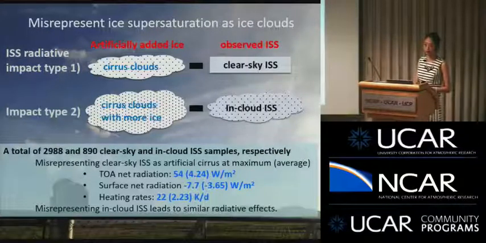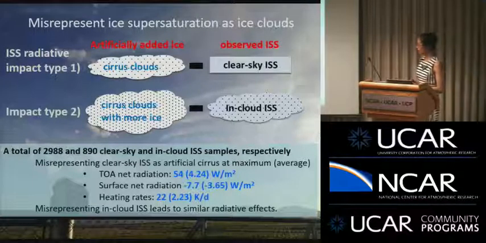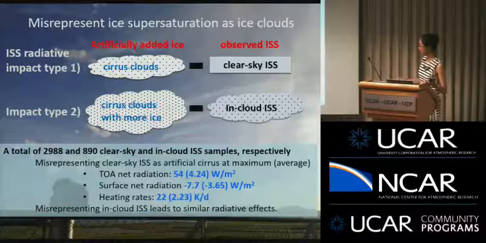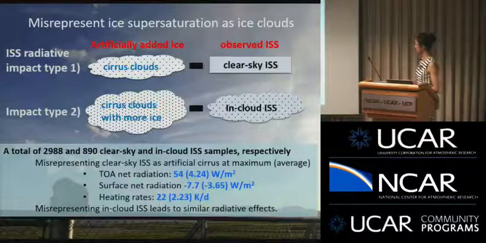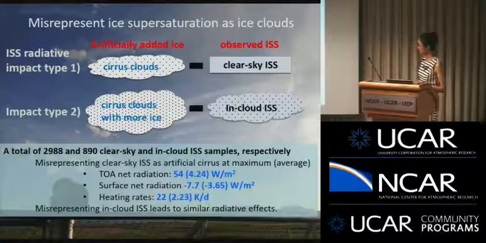So for these two impact types, we have about 3,000 samples, and each sample, please note, is not a 1 second sample. It can range from hundreds of meters to hundreds of kilometers. So each sample is a domain, a region. With 3,000 clear sky samples and about 900 in-cloud samples, here is our average result. Misrepresenting the clear sky supersaturation as artificial cirrus can have a maximum TOA net radiation impact of 54 watts per meter squared, and an average TOA net radiation impact of 4 watts per meter squared.